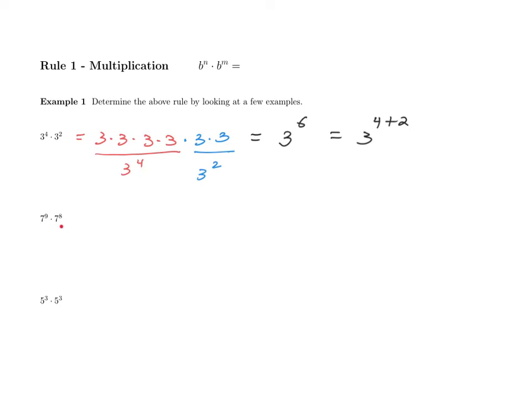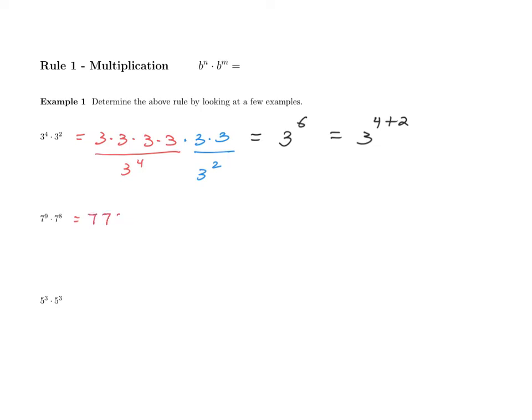This same idea will work for 7 to the 9th times 7 to the 8th. It looks like the answer should be 7 to the 17th power if you just add up the exponents. But just to be careful, 7 to the ninth is 9 sevens in a row.